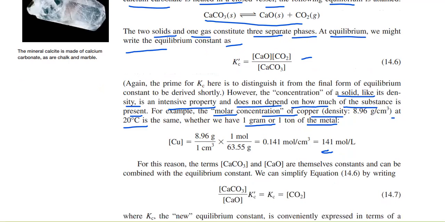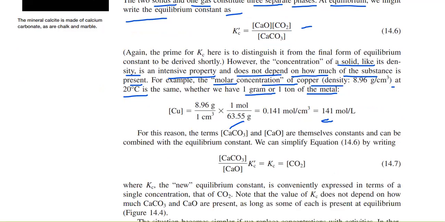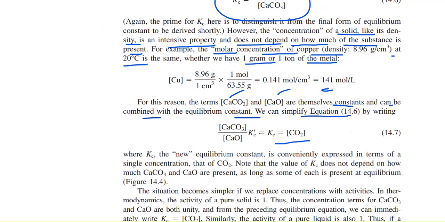For this reason, the concentration terms of CaCO3 and CaO are themselves constants, and they can be combined with the equilibrium constant. So you can simplify this: Kc prime into constant gives Kc equal to the CO2 concentration. Here Kc is a new equilibrium constant conveniently expressed in terms of a single concentration, that of CO2. Note that the value of Kc does not depend upon how much CaCO3 and CaO are present, as long as some of each is present at equilibrium. See, CaCO3 and CaO are in the solid state, and CO2 is a gas.